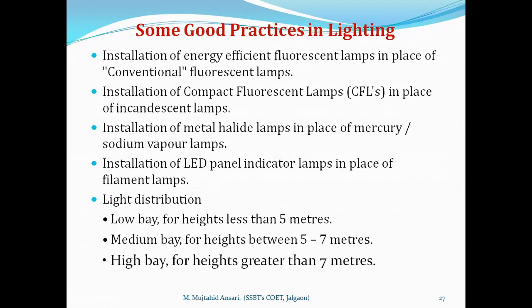Similarly, mid bay is where the height is between 5 to 7 meters, and low bay is where the height of the luminaries is less than 5 meters. So depending upon the height, the type of fixtures should be selected. And not only the height, but also the distance between two lights. If the distance between two lights increases, we will find dark spots in between. So light installation should be such that there are no dark spots and uniform illumination is achieved.